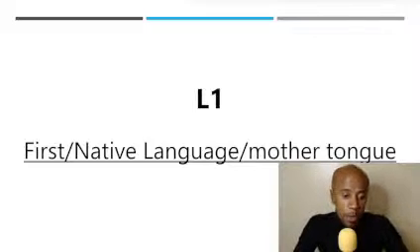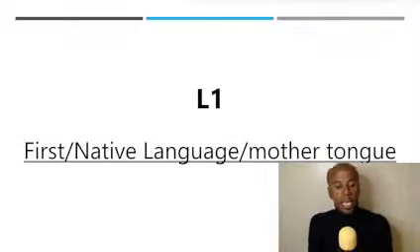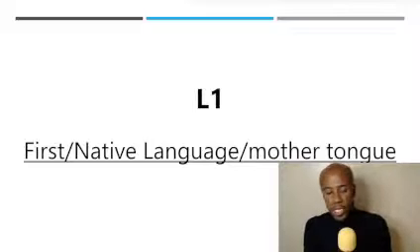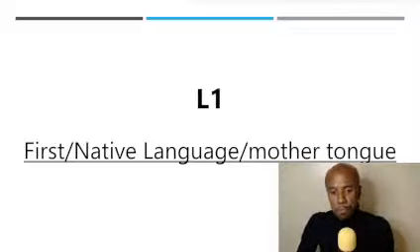Now, understanding a person's L1 can be very helpful, in fact, for identifying and addressing any potential challenges or difficulties they may have in learning a second language, of course.